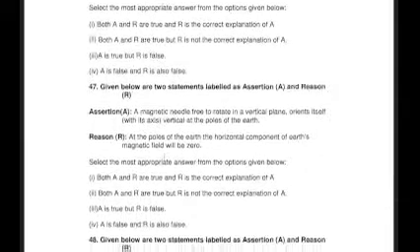Question number 47. Given below are two statements labeled as Assertion A and Reason R. Assertion A: A magnetic needle free to rotate in a vertical plane orients itself with its axis vertical at the poles of the earth. Reason R: At the poles of the earth, the horizontal component of the earth's magnetic field will be 0. Select the most appropriate answer from the options given below.